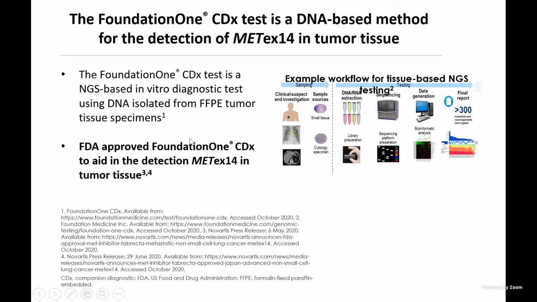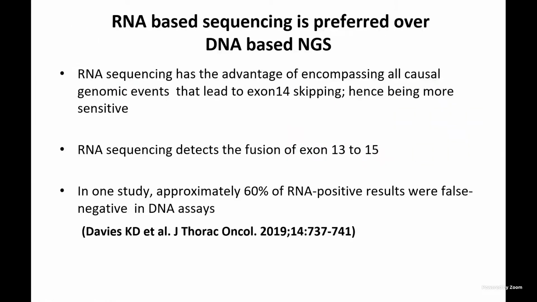So FDA has approved the Foundation One companion diagnostic to aid in the detection of the MET exon 14 in the tumor tissue. But recently we have realized that RNA-based sequencing is much preferred over the DNA-based NGS because RNA sequencing has the advantage of encompassing all the causal genomic events that lead to exon 14 skipping and hence is more sensitive. RNA sequencing detects the fusion of exon 13 to 15.